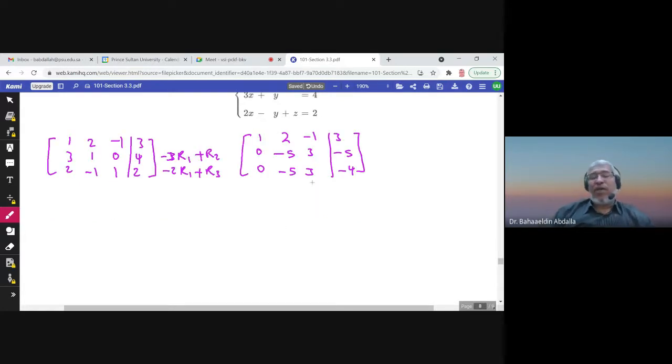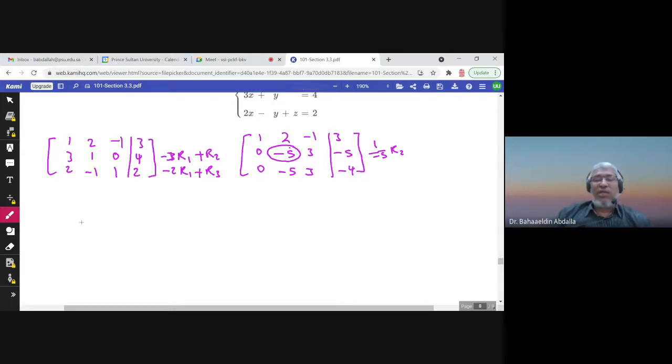And now I can change this number to 1. So 1 over negative 5 times R2, because the number below is not 1. Of course, after a while, you will notice from here immediately that this system has no solution. The reason is that we have here negative 5, 3, negative 5, 3, while here are two different numbers. But let me continue to the Gauss-Jordan reduced form.